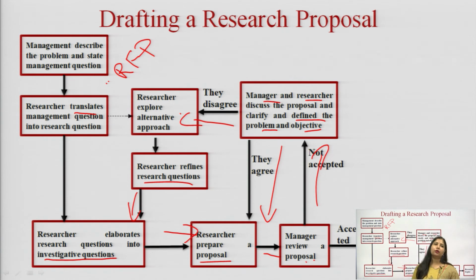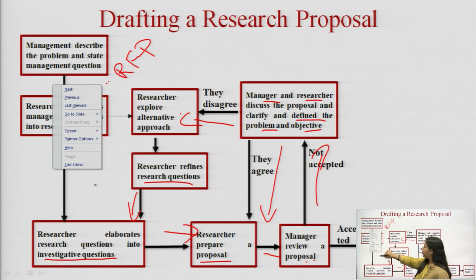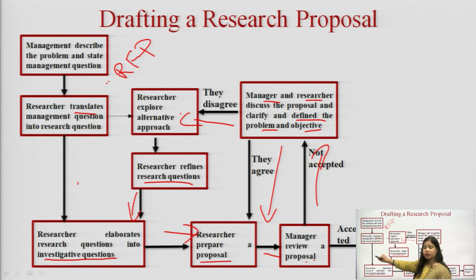This may happen when an organization tries to draft a research proposal. So these steps take place in the organization when people are trying to create a research proposal. Start with the management question, then translate it into your research question, then the research question will be changed into investigative questions, then using the investigative questions the researcher may prepare the research proposal, then it will go for management review. If it is accepted, then management approves. After accepting, the research will begin.